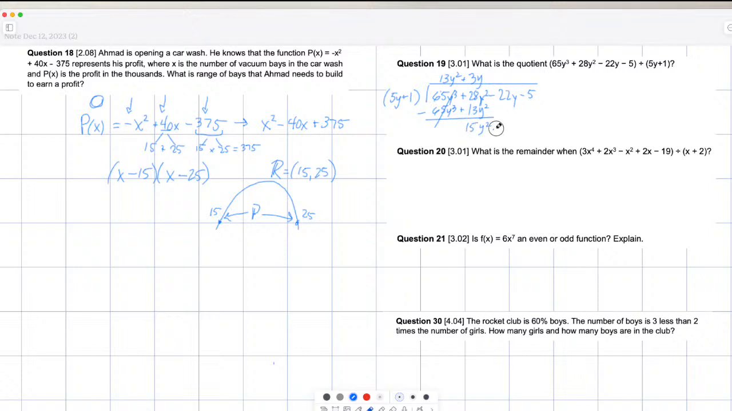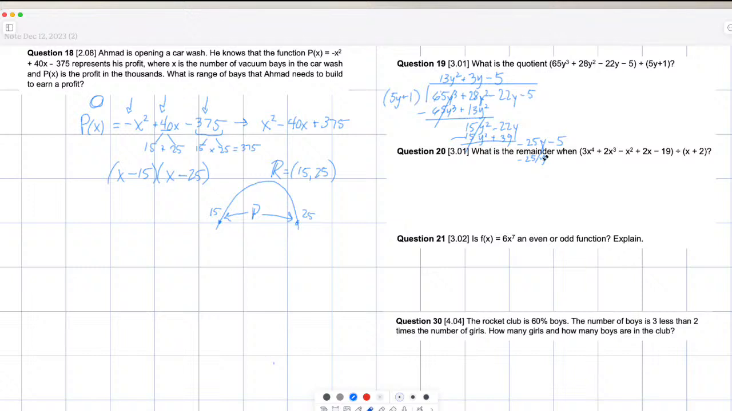Then we're going to drop down minus 22y. Okay, so 15y squared, and 3y is going to be plus 3y. And then we're going to subtract that line, so that goes away. And then negative 22 minus 3y is negative 25y, minus 5. So now, what do we multiply 5y by to get negative 25y? So we're going to say negative 5. Negative 5 times 5y is negative 25y.